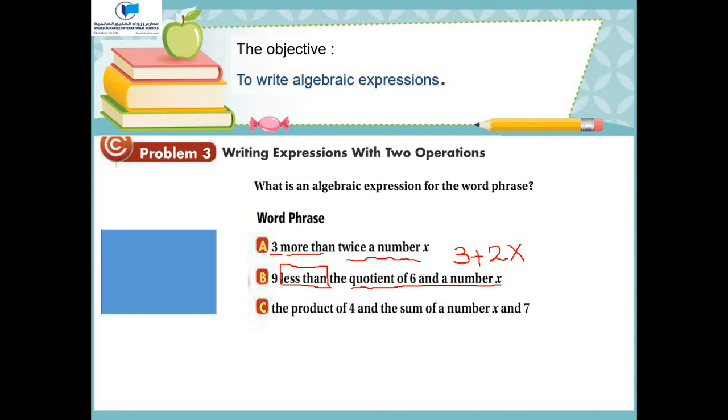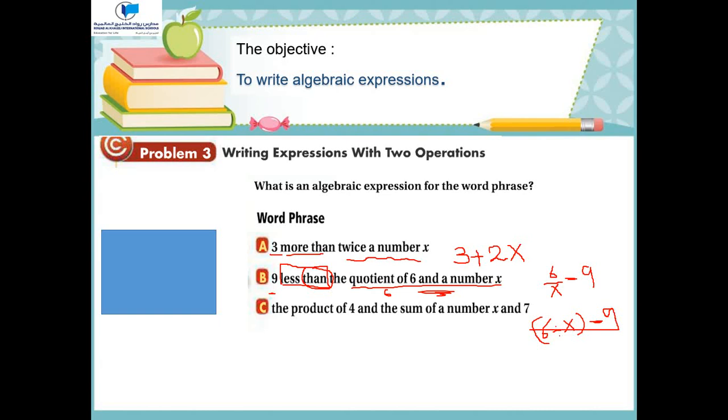So the quotient of 6 and a number x. I will write what I have here first, then I will write minus 9. So 6 over x minus 9. That's what I have to do. Why? Because of than. Than will change the order. You will write what you have here first, then you will write what you have here. You can write it in another way: 6 divided by x, put parentheses to avoid confusion, minus 9.